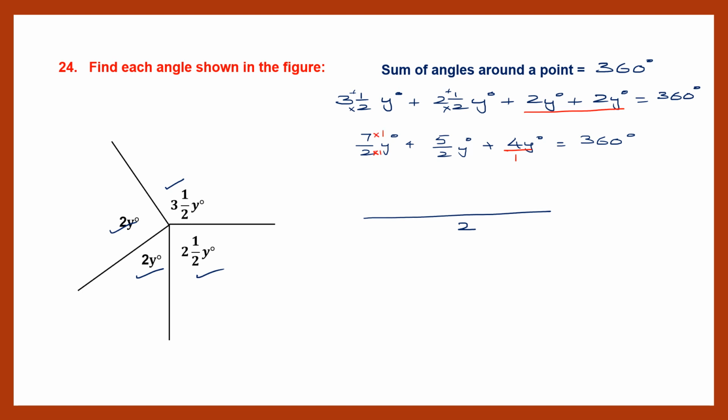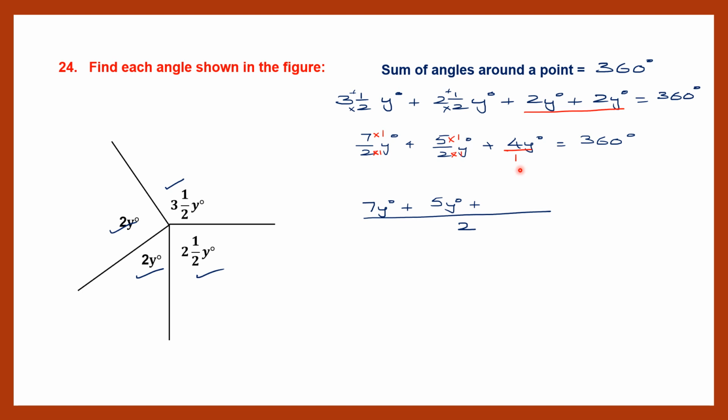7 ones are 7. So that is 7y degrees plus, now go to the second fraction, 5 by 2. Denominator is 2. 2 ones are 2. So multiply this by 1. So 2 into 1. So multiply this also by 1. 5 into 1 is 5. So that is 5y degrees plus, go to the third fraction.